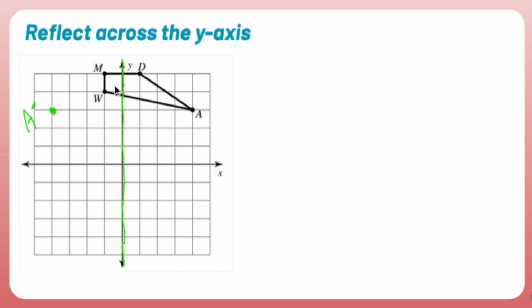Let's do it again with the other letters. We're going to run into each other. That's okay. W is 1 unit away from the mirror, so W prime is also going to be 1 unit away from the mirror. D is 1 unit away from the mirror, so D prime is also going to be 1 unit away from the mirror. And M is 1 unit away from the mirror, so M prime is also going to be 1 unit away from the mirror. So we take that, we connect the dots the best that we can. And as you can see, we have the exact same image, just kind of flipped.